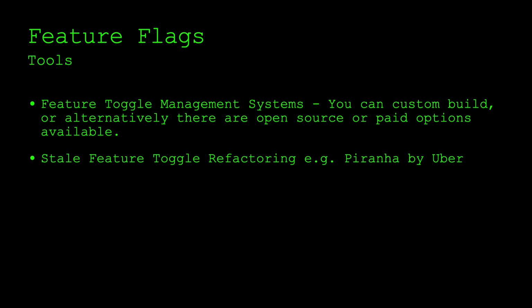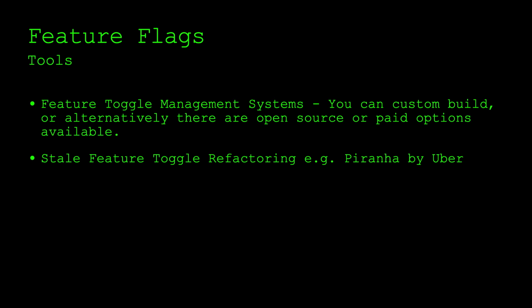There are a number of tools that can help you with your feature flag management. So for example, you can have feature toggle management systems. You can custom build these, or there are actually some good open source options, and there are even some paid options if you can afford that. The payment costs vary quite widely, and I think it's just depending on how big your organization is as to what makes sense for you.